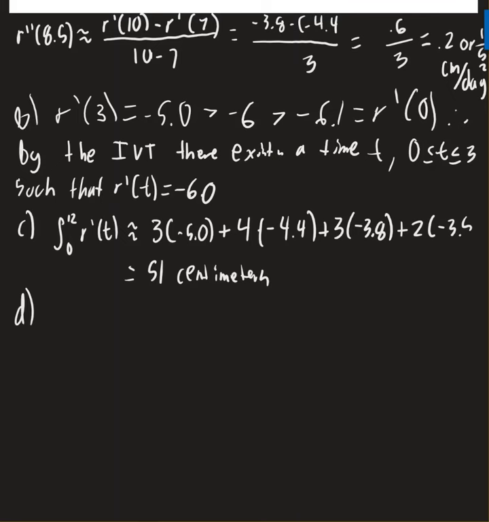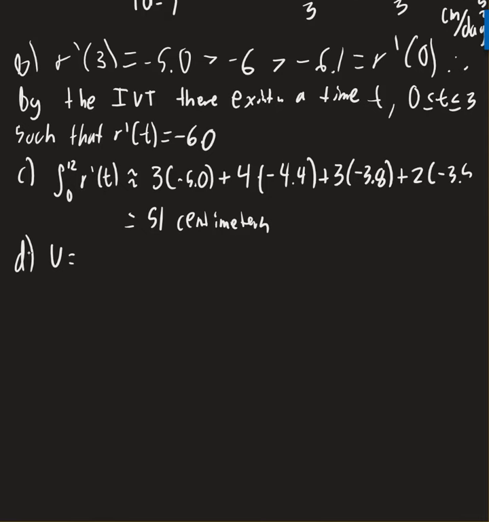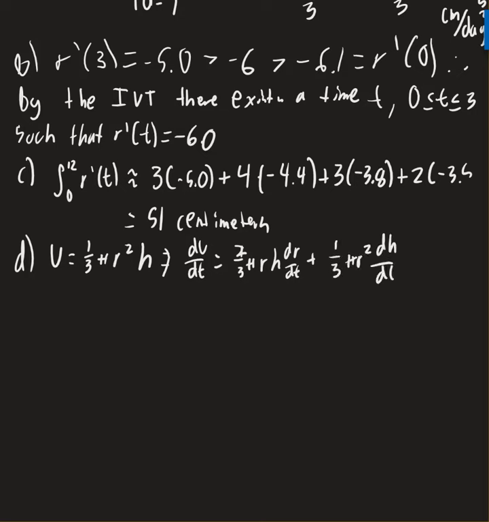For this problem, we have to use implicit differentiation on the volume of the cone. So V equals 1/3 pi r squared h. dV over dt equals 2/3 pi r h dr over dt plus 1/3 pi r squared dh over dt.